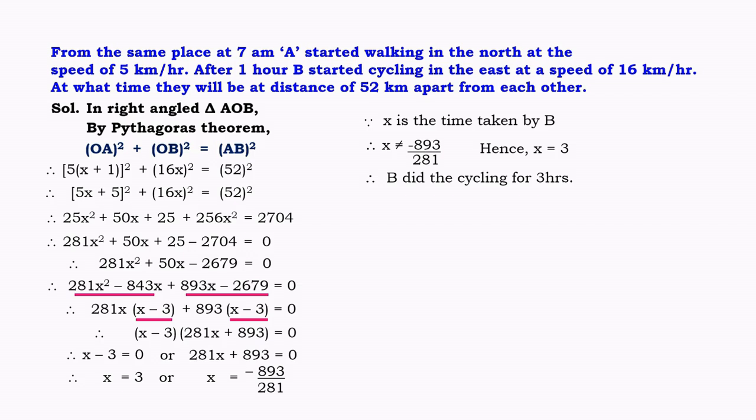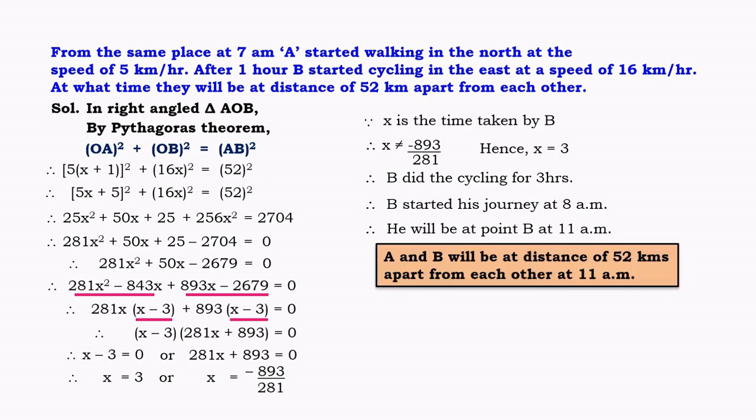Remember, x represents the time for which B has been cycling. Since B started cycling at 8 o'clock in the morning, after 3 hours, the time will be 11 o'clock in the morning. Therefore, A and B will be 52 kilometers apart at 11 o'clock in the morning.